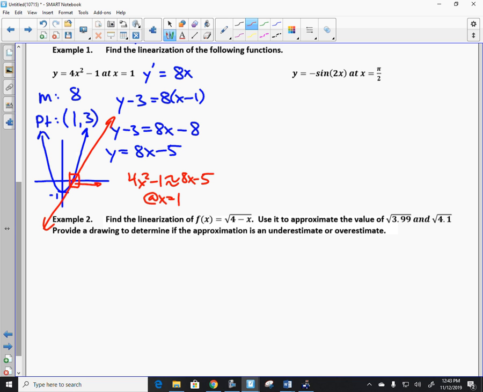Okay, what's different about this one? Okay, so we're going to review some trig here. So I first need a point. What's the x value? How do I calculate the y value? Plug it in. 2 times pi over 2. Pi, sine of pi. 0. Yep.